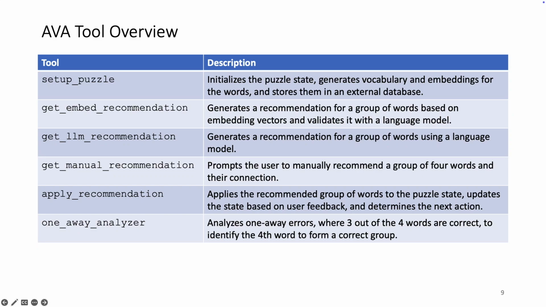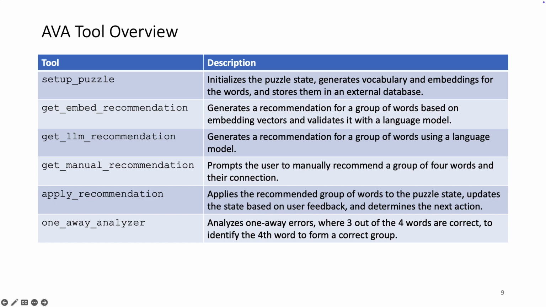The AVA toolset consists of 6 primary tools, each playing a distinct role in the puzzle-solving pipeline. Set a puzzle. This tool kicks off the process by initializing the puzzle and generating the necessary embedding vectors for the words.